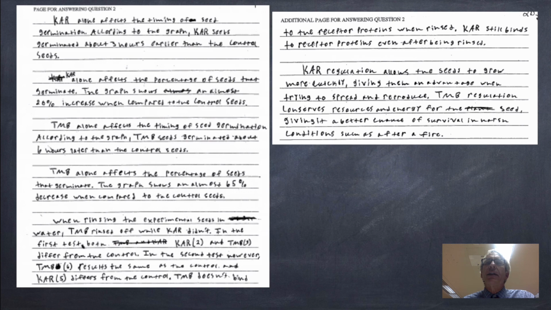KAR regulation allows the seeds to grow more quickly, giving them an advantage when trying to spread and reproduce. TMB regulation conserves resources and energy for the seed, giving it a better chance of survival in harsh conditions such as after a fire. Once again, this was a pretty good job. This was an 8-point response, 8 out of 10 on a free response question. You ought to be absolutely jumping for joy.